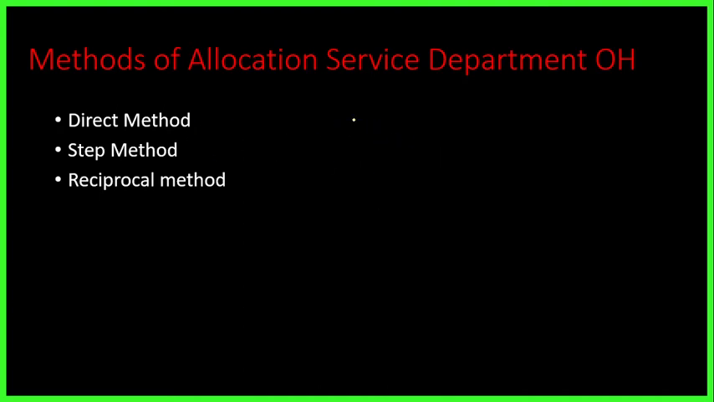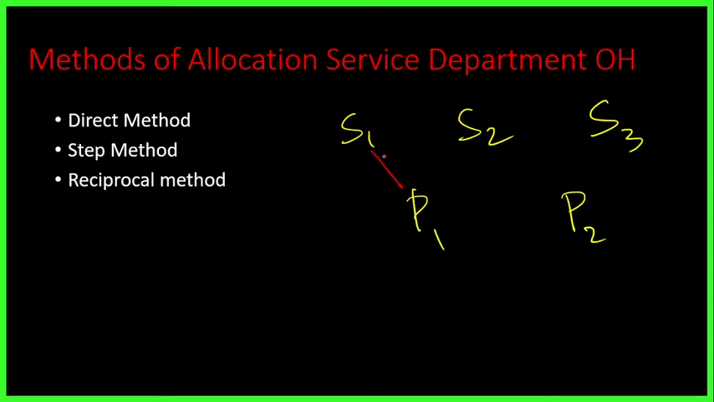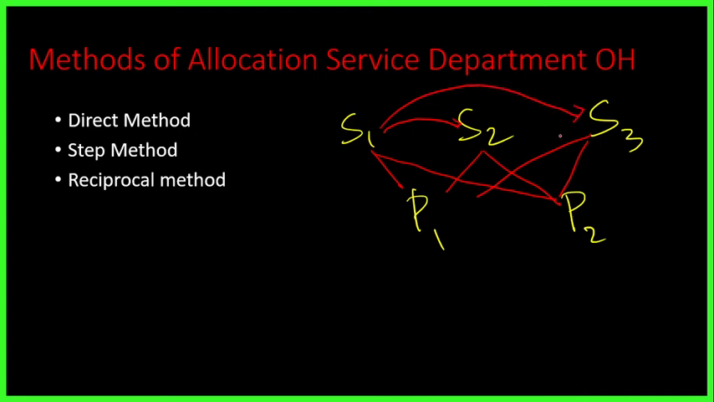Direct method: S1, S2, S3, P1, P2. In the direct method, you just allocate the cost to P1 and P2. The same for S2, and the same for S3. For the step method, you allocate S1 to S2, S3, P1 and P2. For S2, you allocate it to S3, P1 and P2. And then S3 will be allocated to P1 and P2 only. Then there's the reciprocal method.